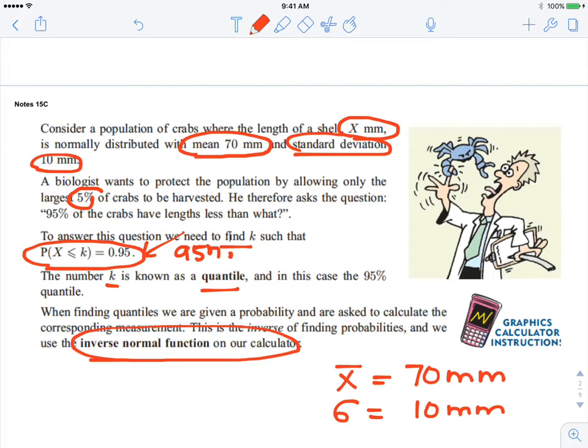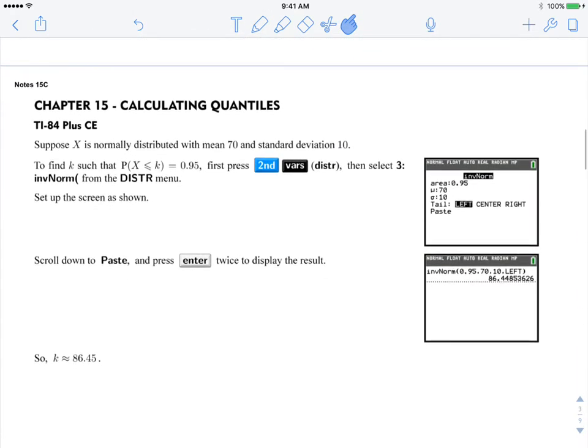When finding quantiles, we're given the probability and are asked to calculate the corresponding measurement. This is the inverse of finding probabilities that we've done in the last lesson. And we're going to use the inverse normal of our calculator. So these are the steps that you will follow using your graphing calculator. So let's say we have a normal distribution with a mean of 70 and a standard deviation of 10.